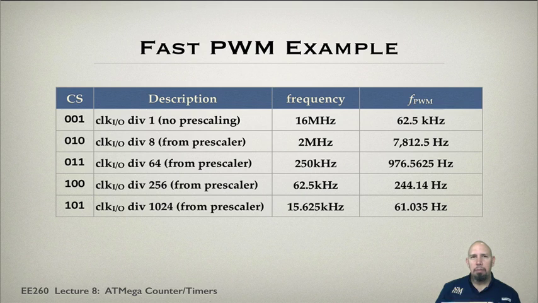Here are the frequency possibilities available to us by appropriate choice of clock select. Remember, we have these base frequencies, and when we use that formula, these are the possible frequencies that we can get for fast pulse width modulation. For example, I can get 62 kilohertz, or 7.8 kilohertz. Here's approximately 1 kilohertz. Then this is 244 hertz, and 61 hertz. So this is the closest one to 1 kilohertz. That's the closest one that we have.